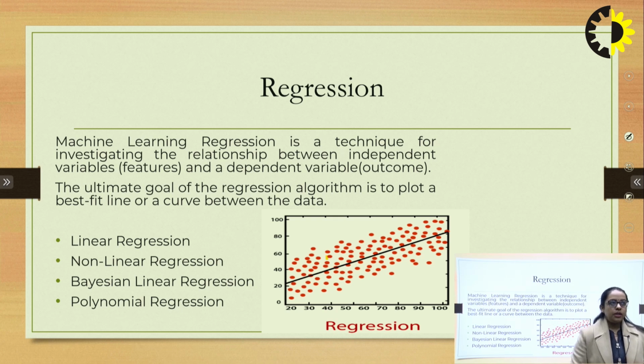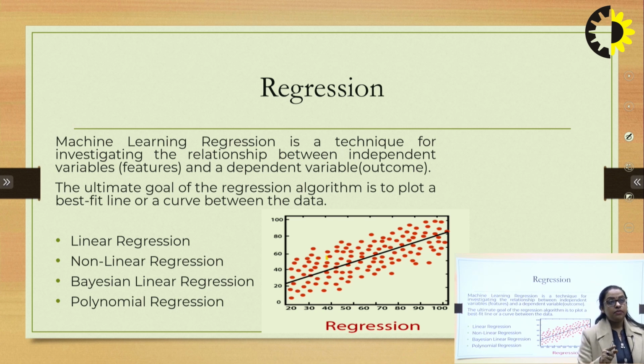So, the ultimate goal of a regression algorithm is to generate a best fit line or a curve between the data. And how can we perform regression? Initially, we feed our machine model with a set of training data. Suppose we have a huge data set with these red dots, with these coordinates.